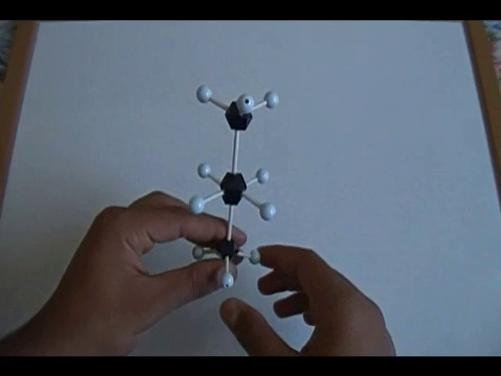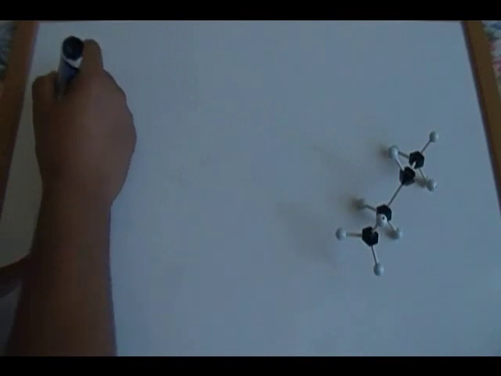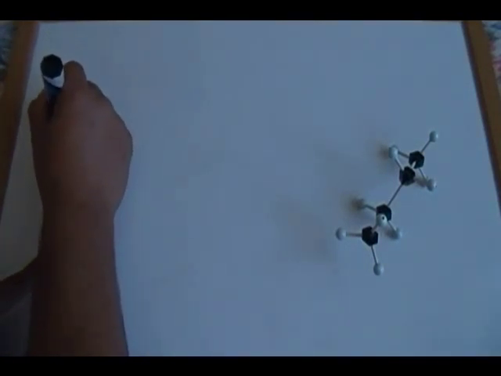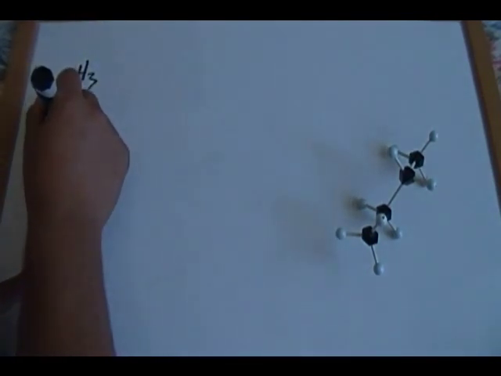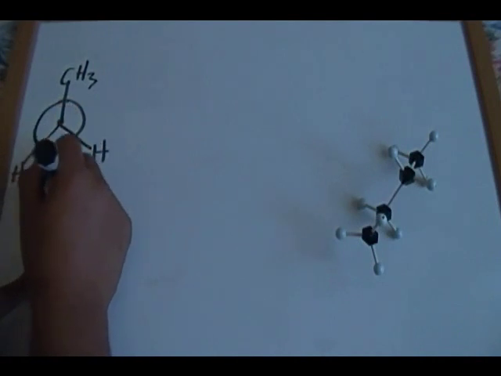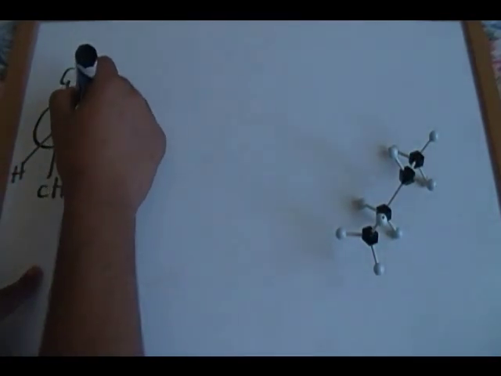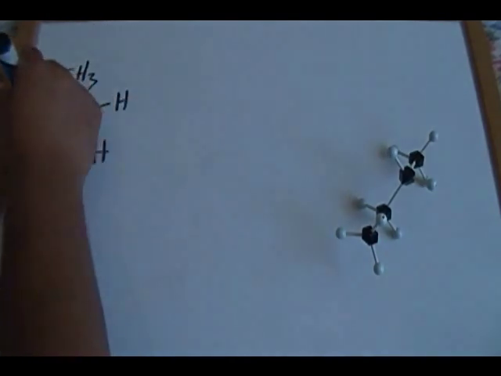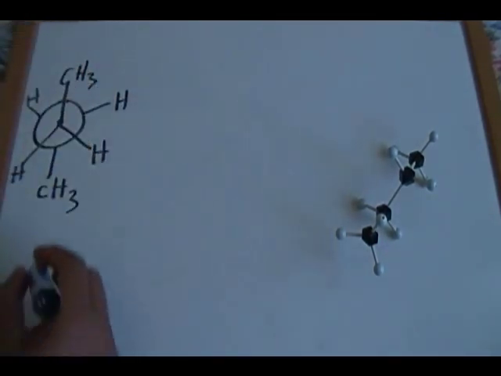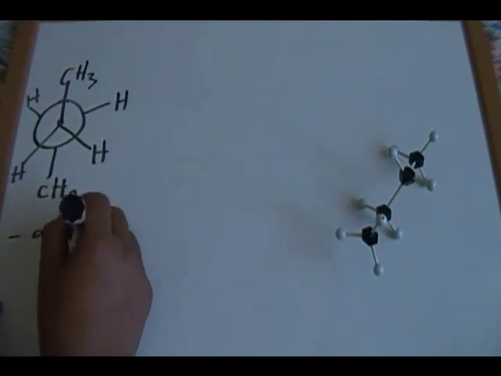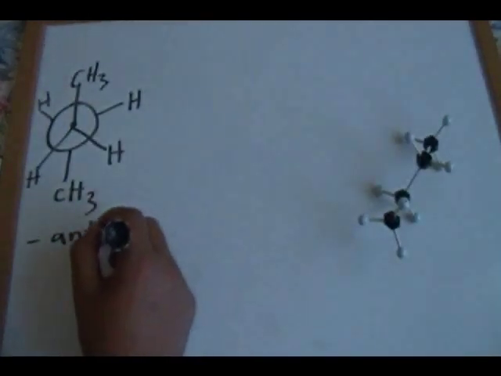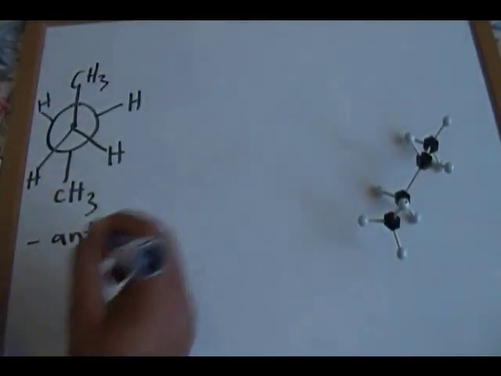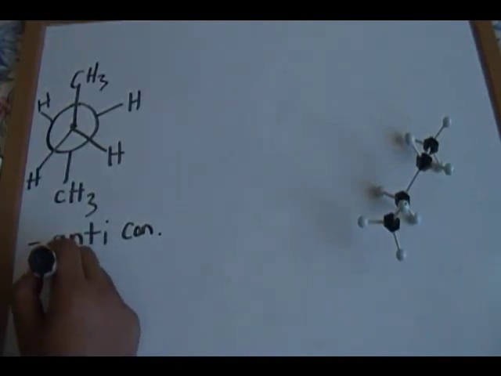We have no eclipsing, anything like that. So let me draw this on the board. So our first conformation: you have both methyl groups 180 degrees apart relative to one another, and everything is staggered. So this is called your anti-conformation. It is staggered.